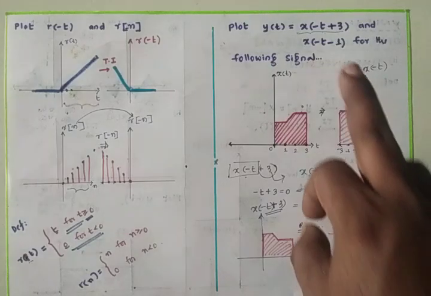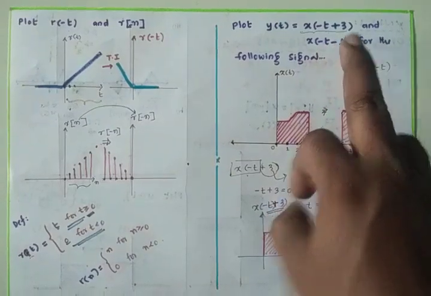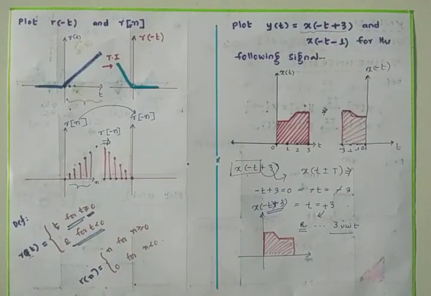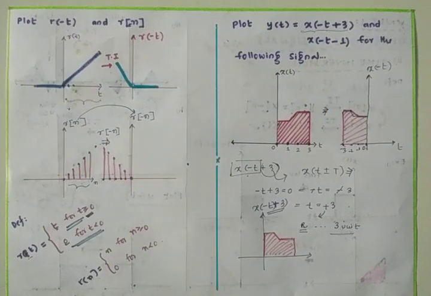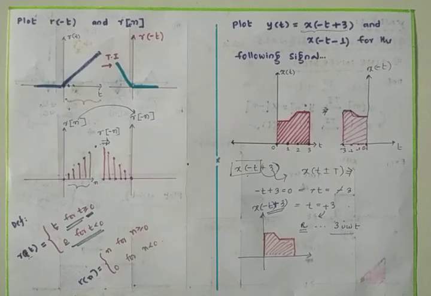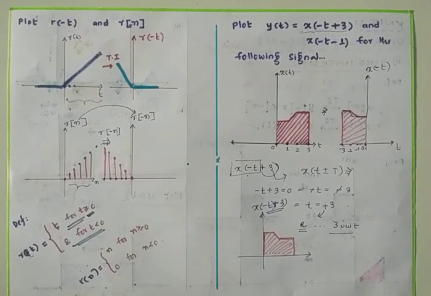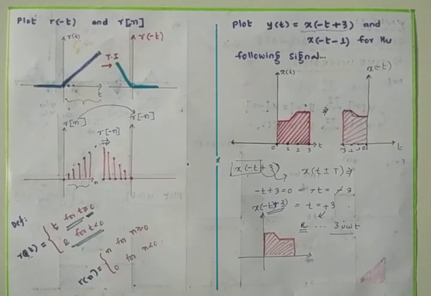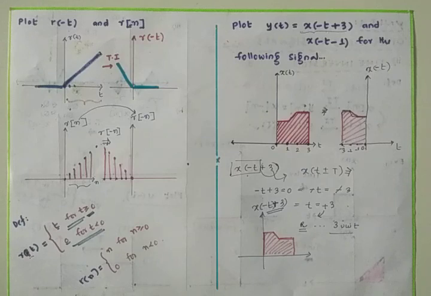That is, minus t minus 1 is equal to 0, so minus t is equal to positive 1, that is t is equal to minus 1. You can get t is equal to minus 1. That minus is nothing but the left side. It has to be shifted to the left side by 1 unit, so whatever the signal is there at x of minus t will be shifted left side by 1 unit.